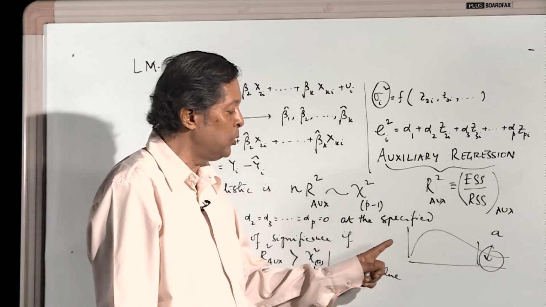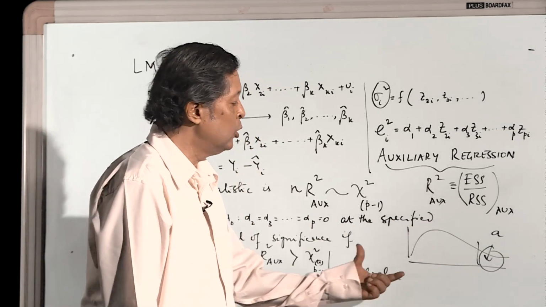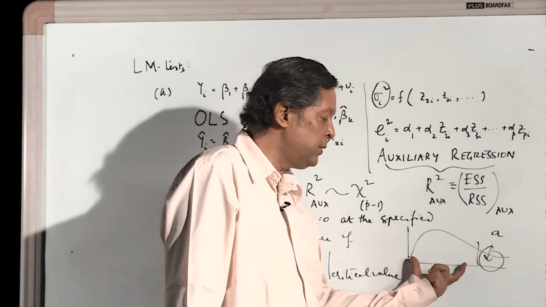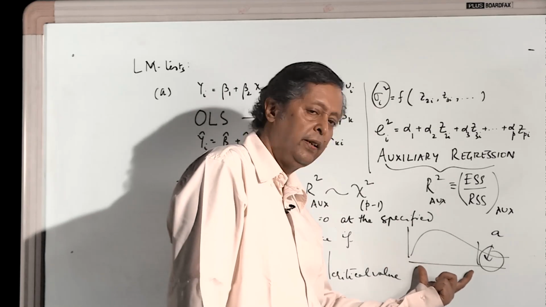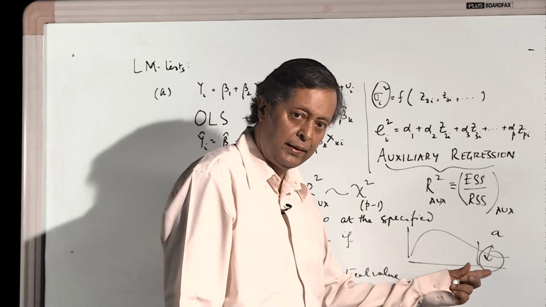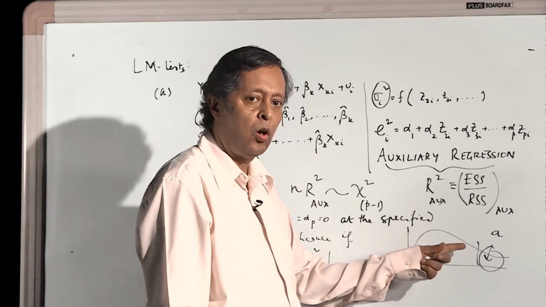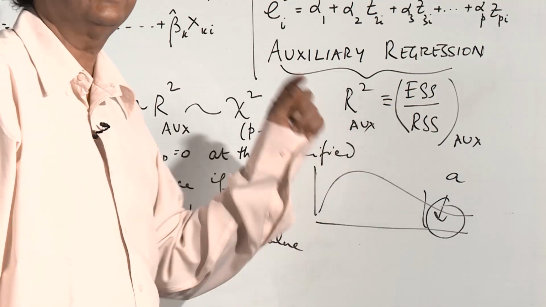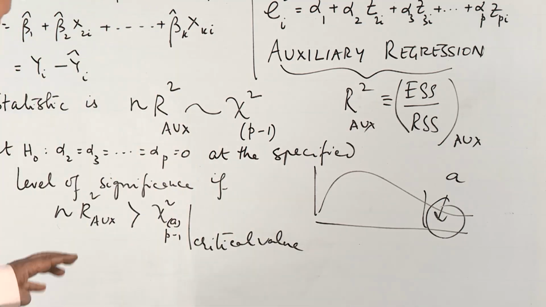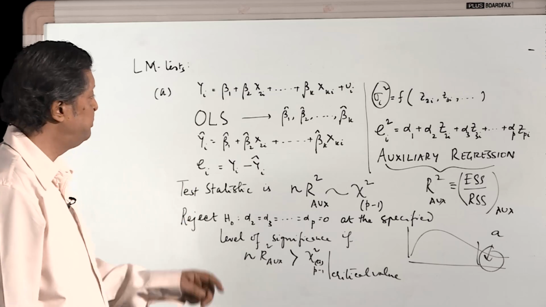So, under the null hypothesis, this is the chi square distribution. So, maybe 95% of the times you would expect it to fall here. So, when it actually falls here in this region, you say that something is wrong with the null hypothesis. So, you reject the null hypothesis, otherwise you accept it. So, that is basically type A.